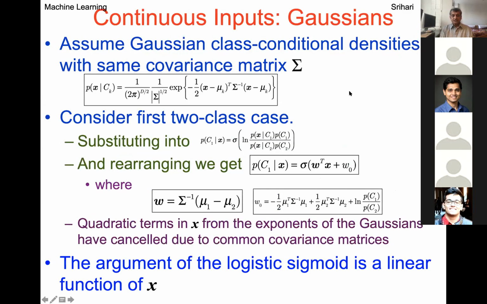So this says if your distributions are Gaussian, so p(x | C_k) has this very complicated looking form, right? What is this? This is a probability density function associated with a continuous variable x: 1 over (2 pi) to the d by 2, 1 over determinant of the covariance matrix to the power of half, and exponential minus half (x minus mu) transpose, the covariance matrix inverted, (x minus mu), right?